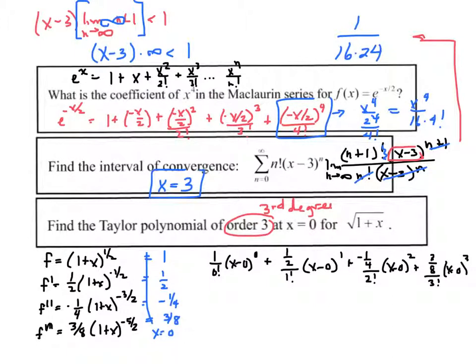We could clean it up. We'd have just 1 plus 1/2 x minus 1/8 x squared plus 1/16 x cubed. And there's our third order Taylor polynomial.